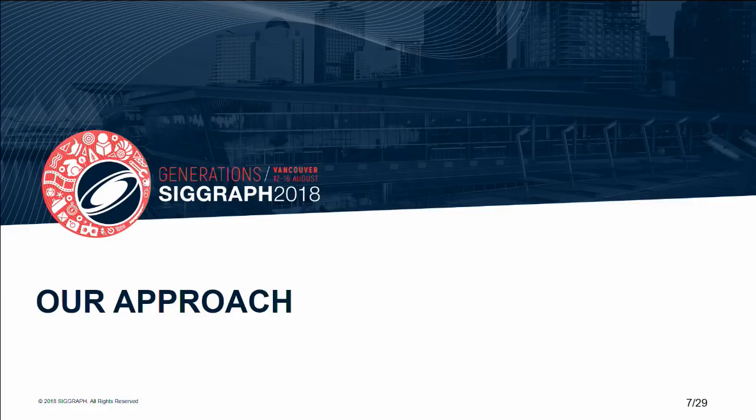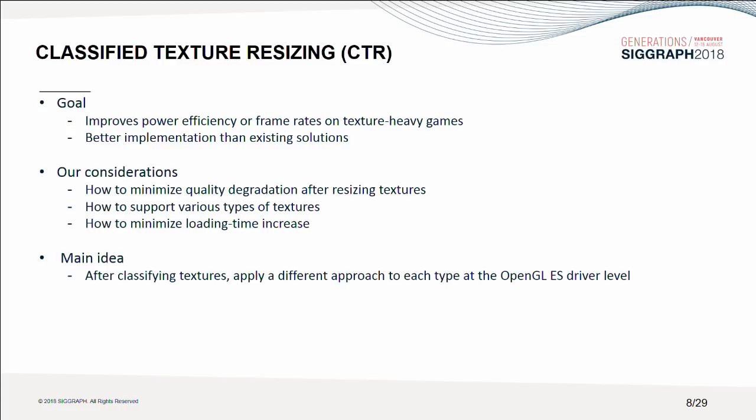Let me describe our approach from now. The goal of our classified texture resizing is to improve power efficiency or frame rates on texture-heavy games, but we wanted a better implementation than existing solutions. For our implementation, we consider the following things: how to minimize quality degradation after resizing textures, how to support various types of textures, and finally, how to minimize the loading time increase. How can we achieve that? Our answer is, after classifying textures, we can apply a different approach to each type at the OpenGL driver level.